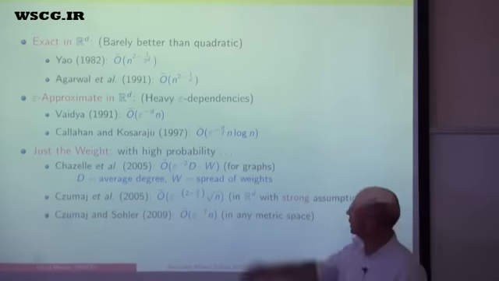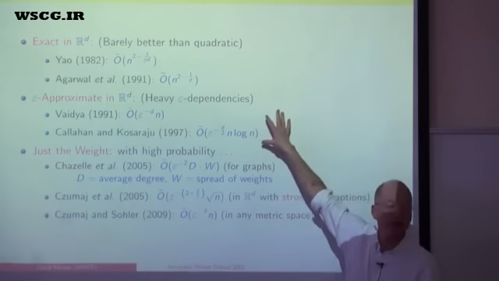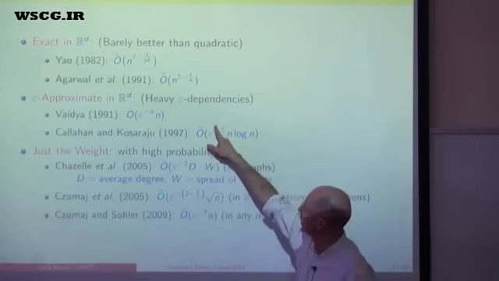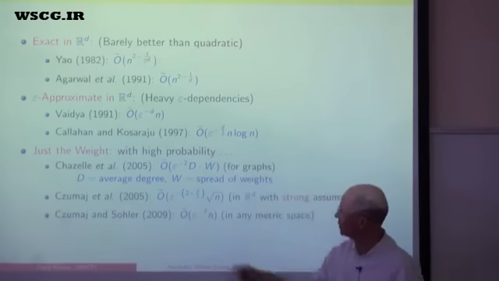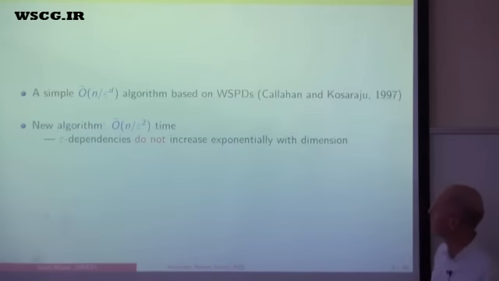And so there's an interesting contrast here. I'm going to talk about this later, but the contrast is that algorithms that actually produce the minimum spanning tree have dependences on the dimension itself. Algorithms that just tell you the weight of the spanning tree seem to be able to avoid this fact.